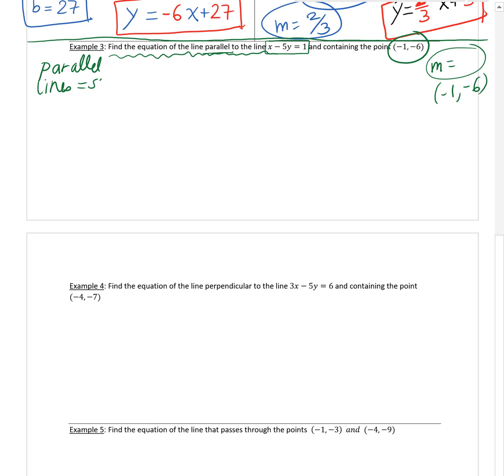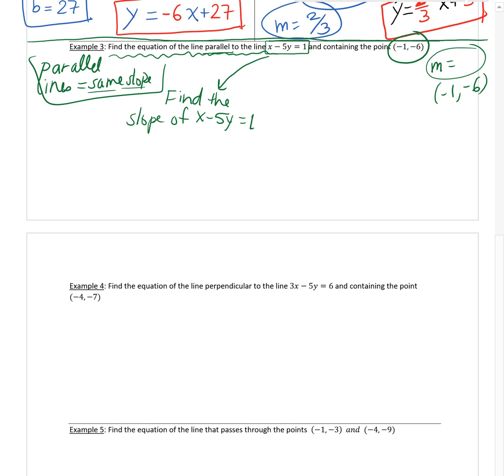Parallel lines have the same slope. So when they say our line is parallel to this line, that means if I find this line's slope, the slope that we want is exactly the same. Because again, two parallel lines have the same slope. So the first thing I need to do is find the slope of this line we're given.